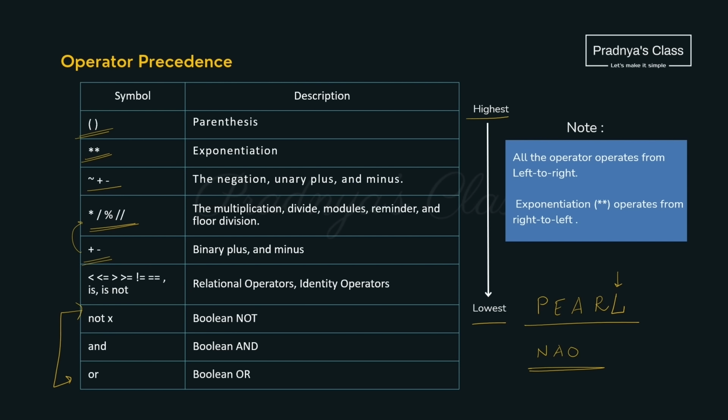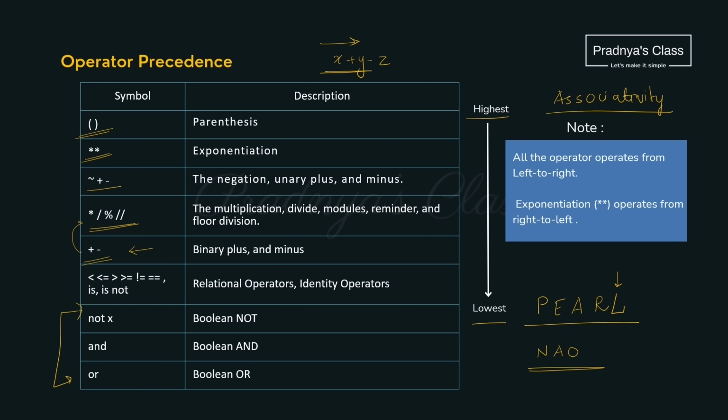Now there is one more catch. What if we have one expression with all the operators from the same level? What I meant to say, let's take one example like x plus y minus z. There are two operators of the same category. Then which one will get evaluated first? In that case, we follow the rule of associativity. What does it say? The operators with the same level of precedence will execute from left to right. Here plus and minus have the same precedence, so x plus y will get evaluated first.